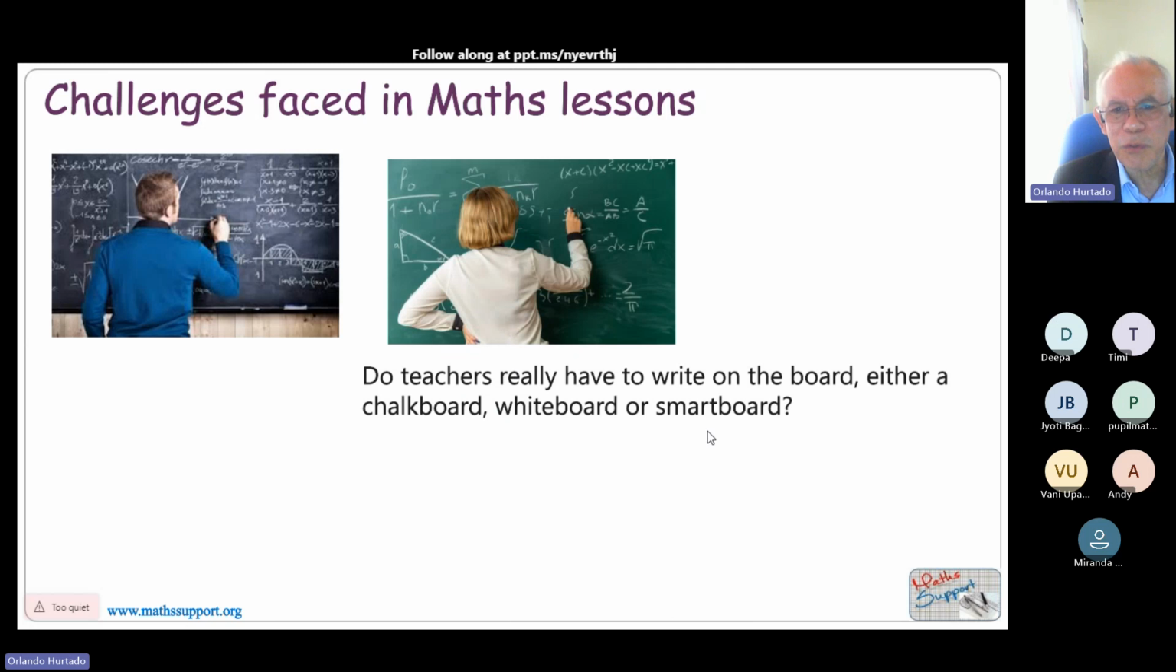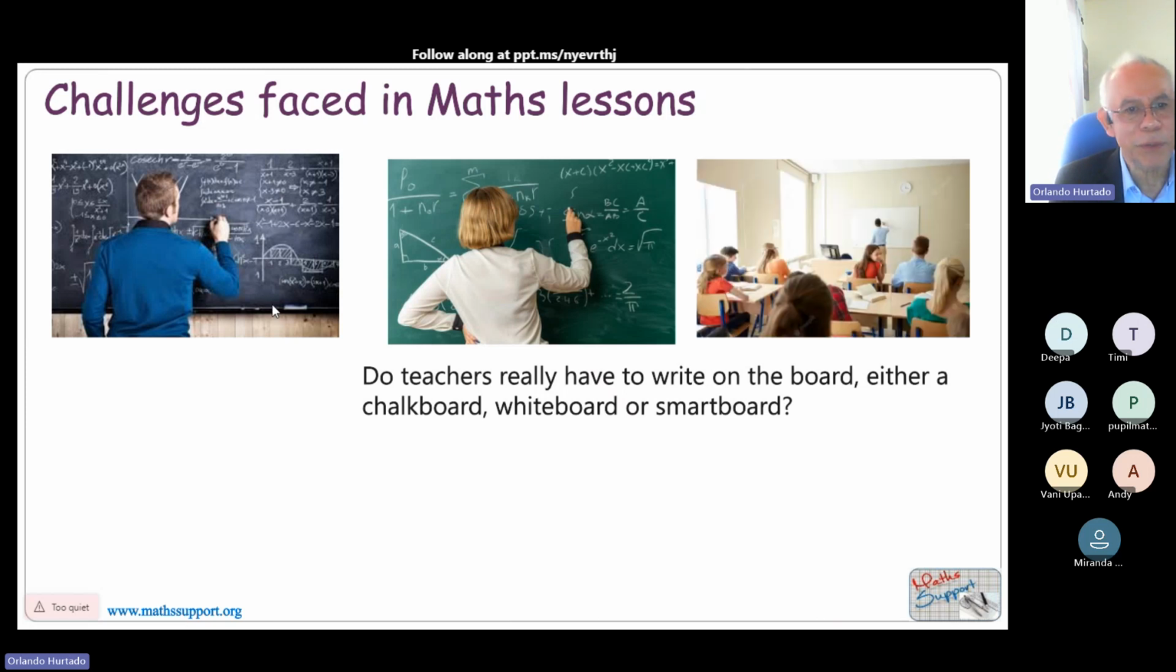So does the teacher really have to write on the board, either chalkboard or whiteboard or smartboard? Do we really need to write on the board and not look at the students? Well, our objective in the math class is that the students understand what we are trying to say. It's not for us to solve a problem. It's not to show that we are good and mastering solving problems. We are explaining to the students and trying to make them understand what happens in the meantime while you are writing on the board and you are solving a problem on the board.